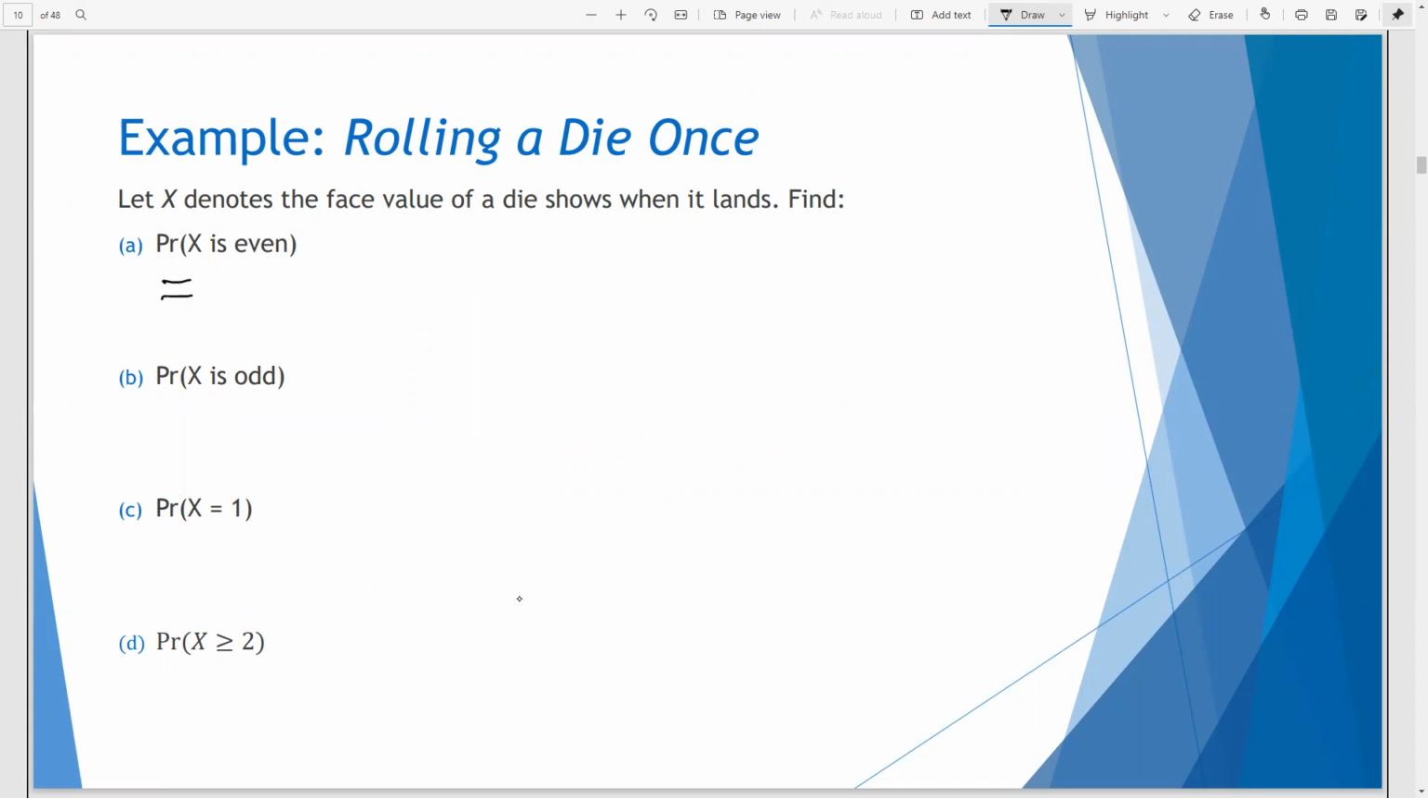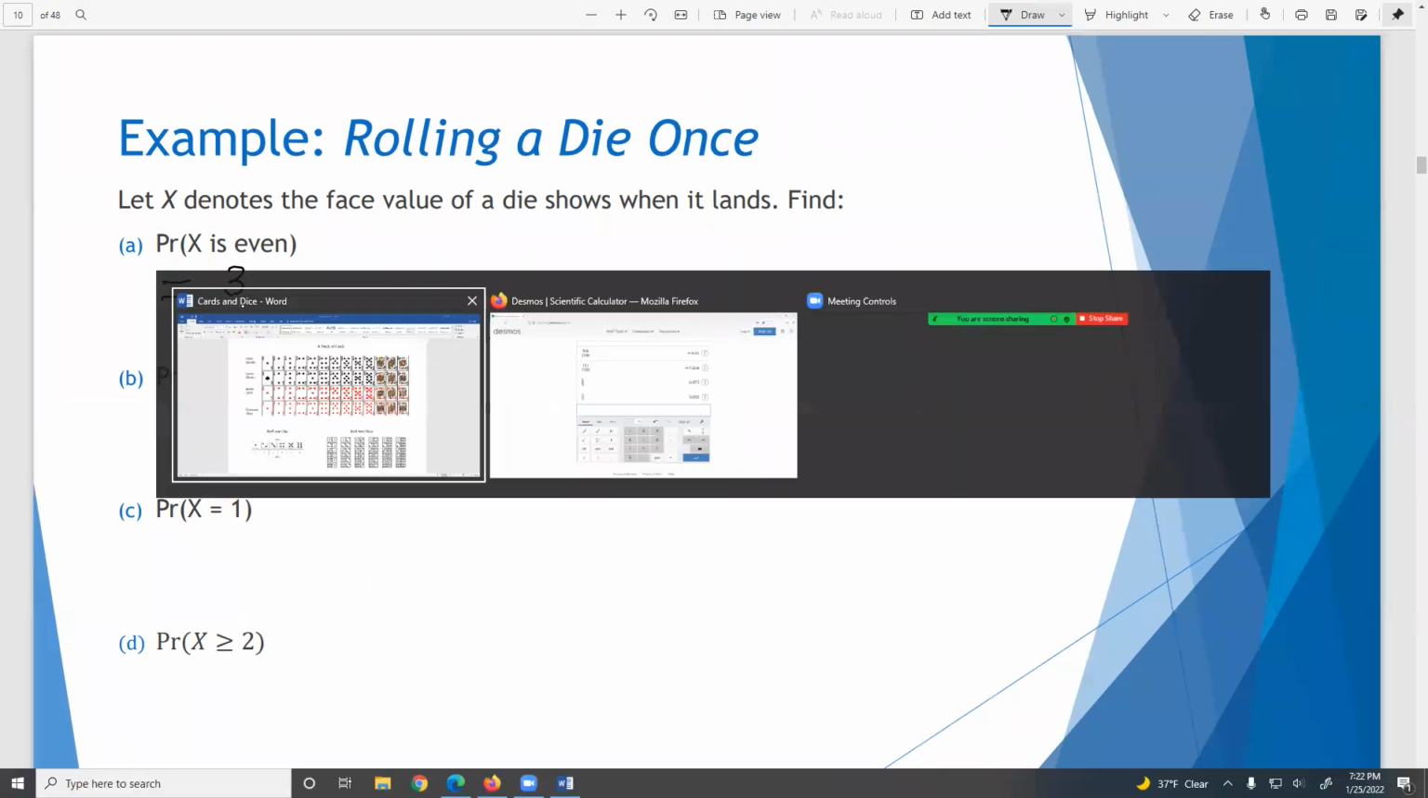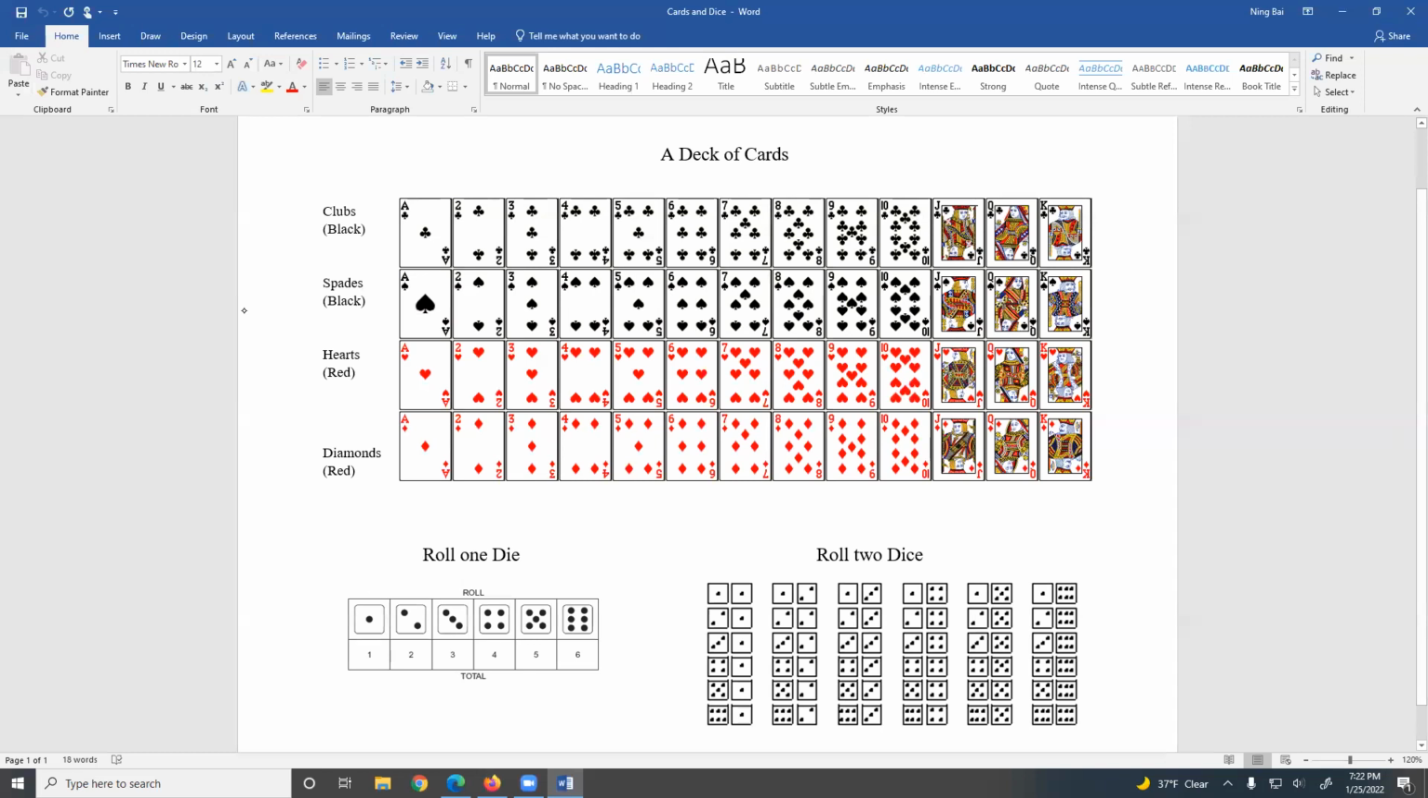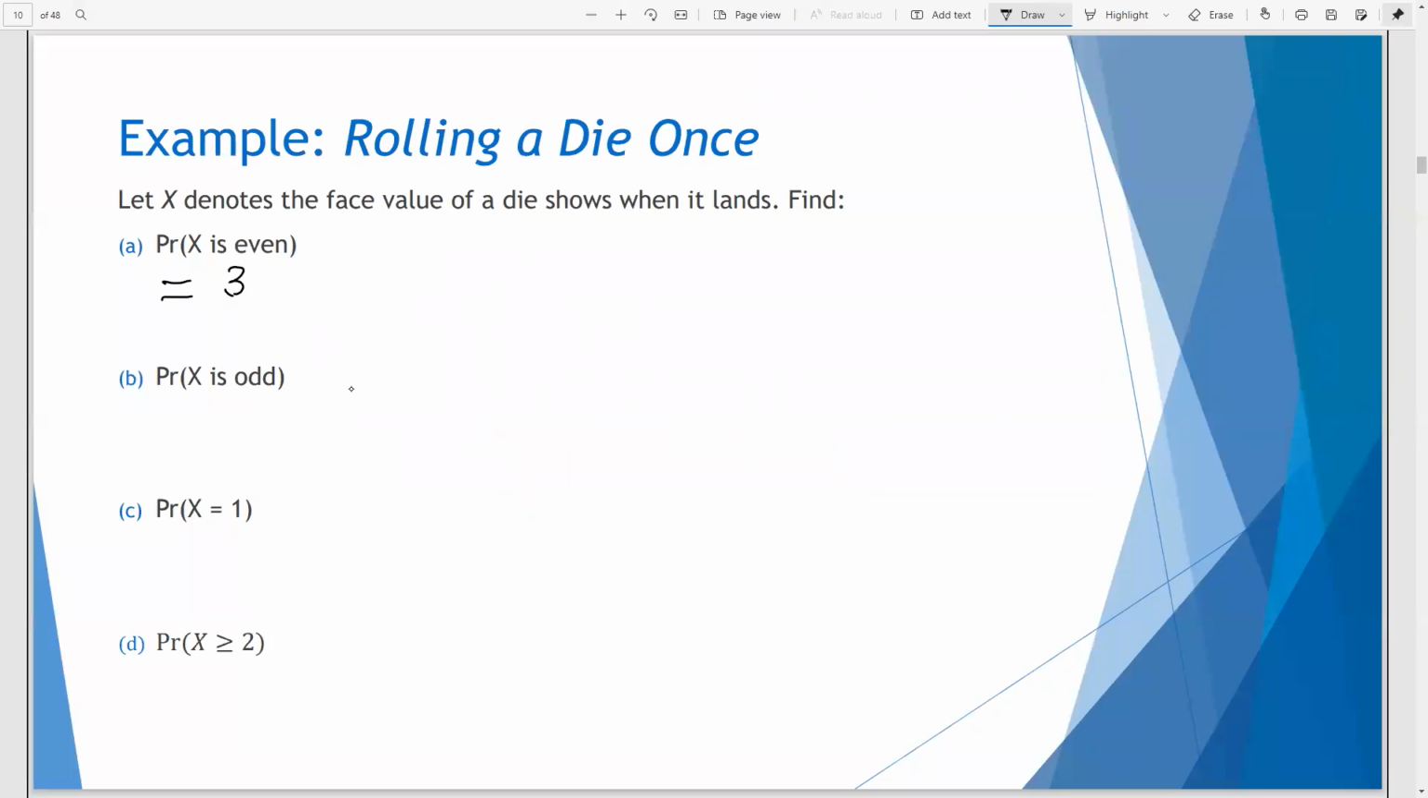So the likelihood that it's even, that is what? We have 3 even numbers: 2, 4, and 6, out of 6 of them. That's what we have seen in the example already. 3/6, that's 1/2, that is 0.5.